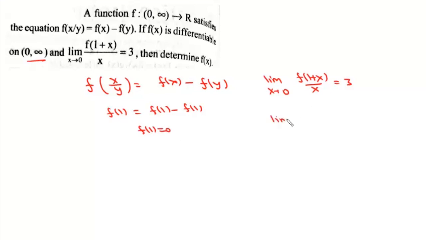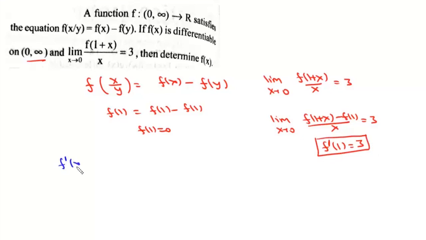Now we can write this as the limit x tends to 0, (f(1 + x) − f(1))/x, and it is equal to 3. Now this is nothing but f'(1). So now we also have the value of f'(1), which is 3. Now if we write f'(x), it will be the limit h tends to 0 of (f(x + h) − f(x))/h.